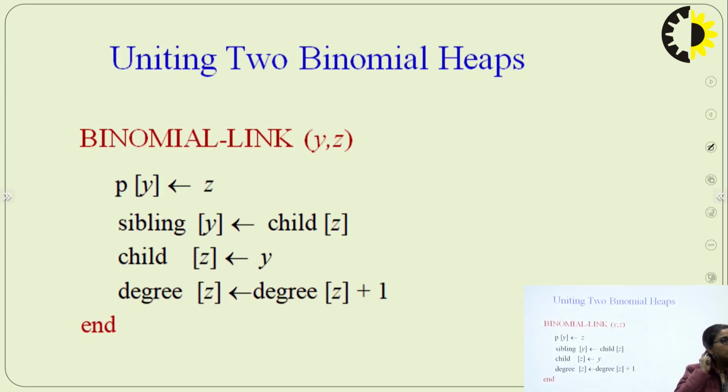Okay, so let's take an example. Previously we discussed linking, the algorithm, the chunk of code for this link. Suppose we have two trees whose roots are y and z, and initially z is the parent of y. Basically y is the child of z. What we do is the child of z becomes a sibling of y, and now y becomes the child of z. And what is the degree of z when the children of z increase by y? Obviously the degree of z will increase.